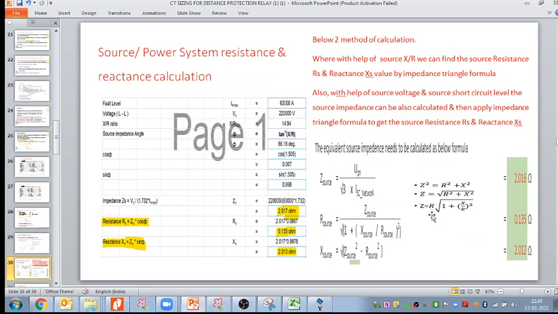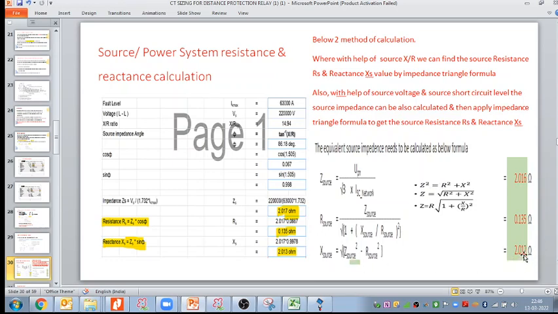So what will be the R? R will be Z divided by all this. Z we already know, 2.016, divided by under root 1 plus (X by R) square. X by R is 14.94, which we already calculated. From that we can find the source R, that is 0.135 ohm. When we know the R and the Z, X will be under root Z square minus R square, so that also we can find out.